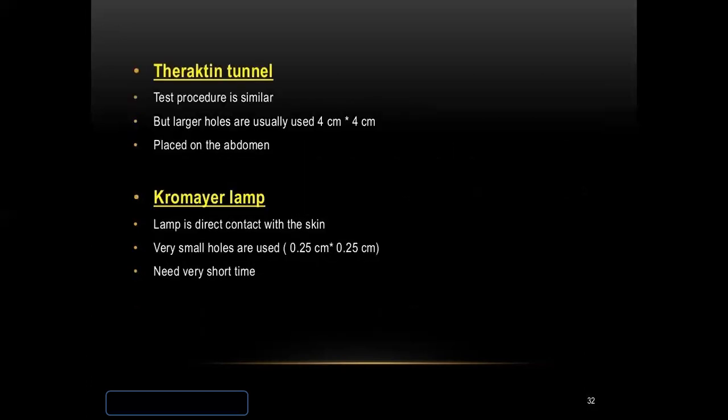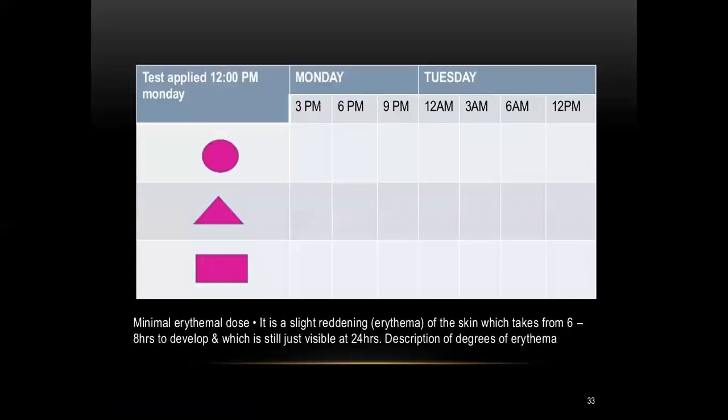The therapeutic tunnel test procedure is similar, but larger holes are usually used, up to 4 centimeters. It is placed on the abdomen. A chromium lamp is in direct contact with the skin. Very small holes are used, up to 0.25 centimeters. It needs a very short time.